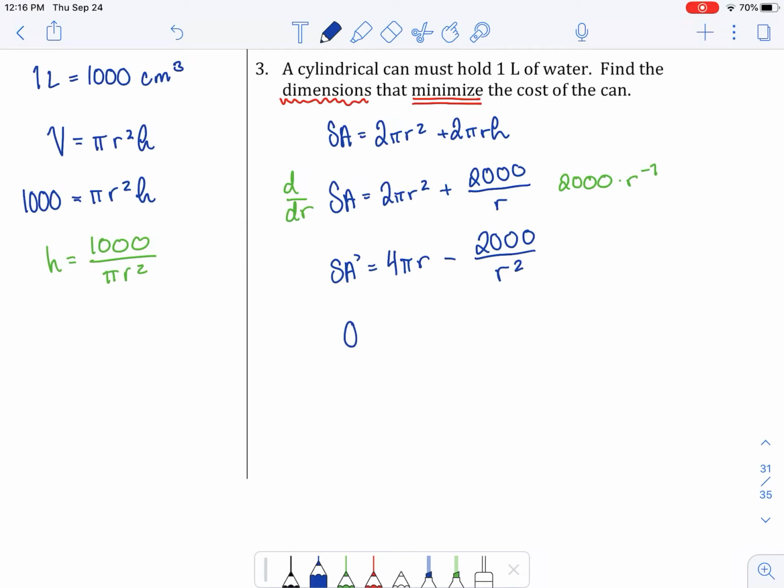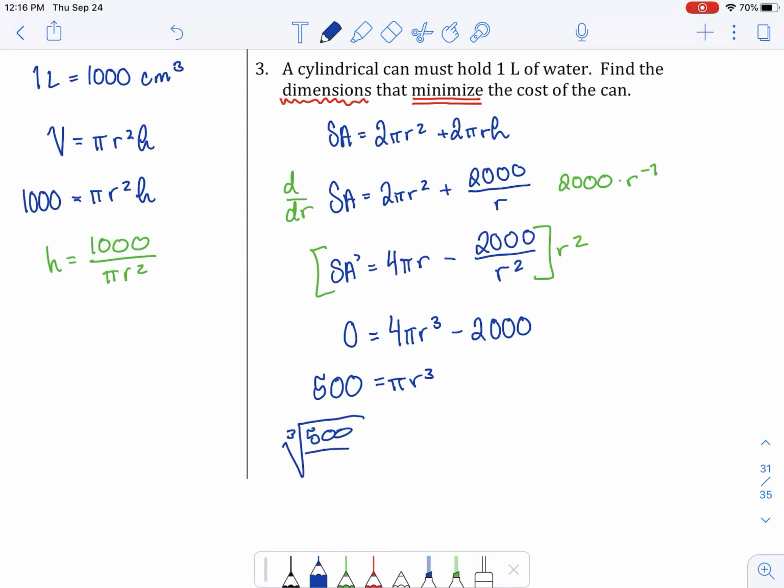The next thing I'll do is set this equal to 0 and multiply everything by the denominator. So r squared, 0 times r squared is 0. This becomes 4 pi r cubed minus 2,000. And from there I will solve by adding 2,000 over and dividing by 4. So 500 is equal to pi r cubed. Divide by pi and take the cube root.